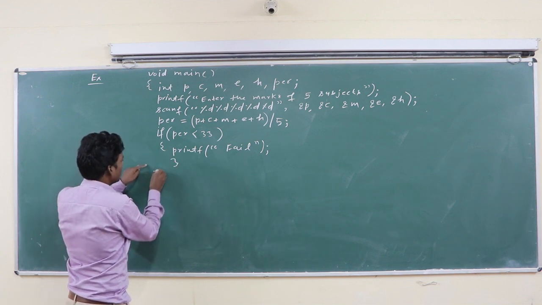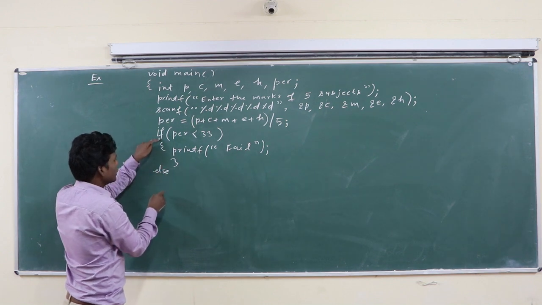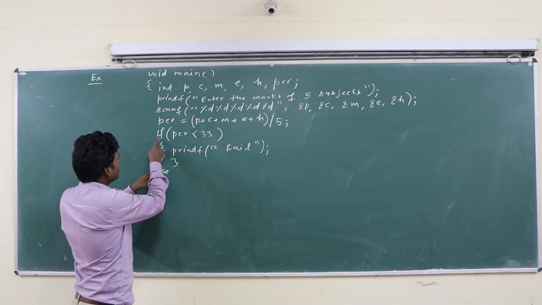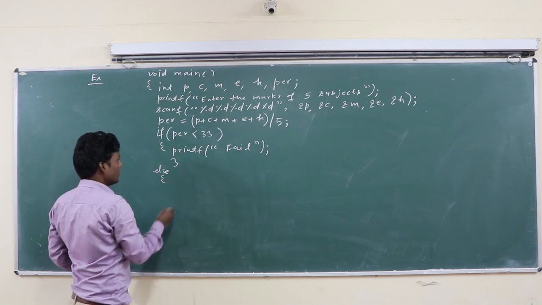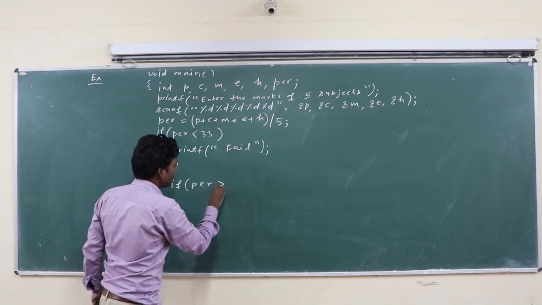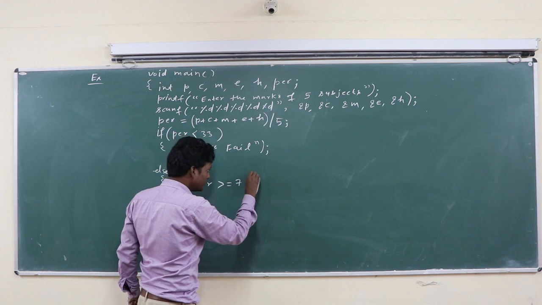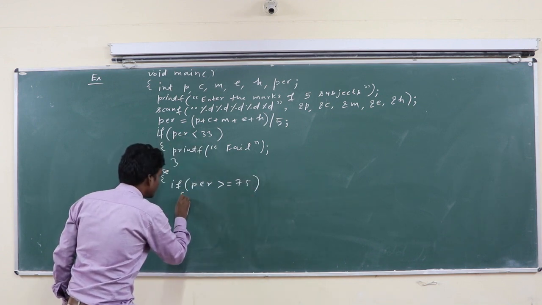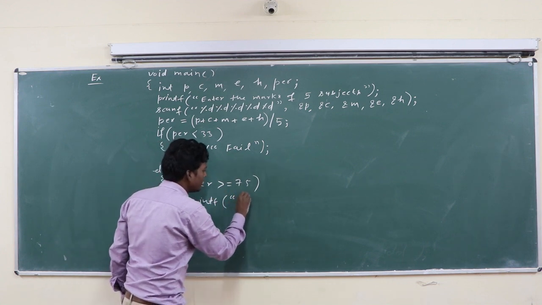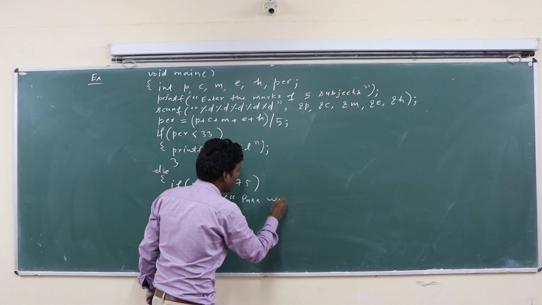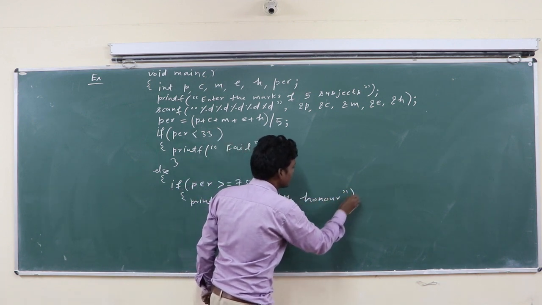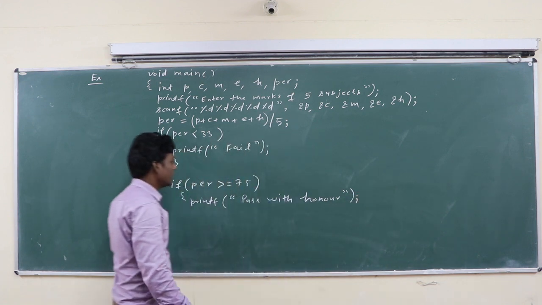Else. This if and this else are related to this if. Else if per is greater than or equal to 75, here printf pass with honor. The student has passed with honor.